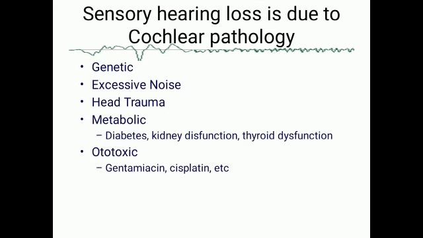We shall just see a few examples of cochlear hearing loss, that is, sensory hearing loss due to cochlear pathology. Sometimes the cochlear hair cells may be genetically defective, or they may be damaged by excessive noise, noise trauma, or damaged in head injury, or by metabolic causes like diabetes, uremia, and kidney dysfunction, or by some ototoxic drugs like gentamicin, etc.